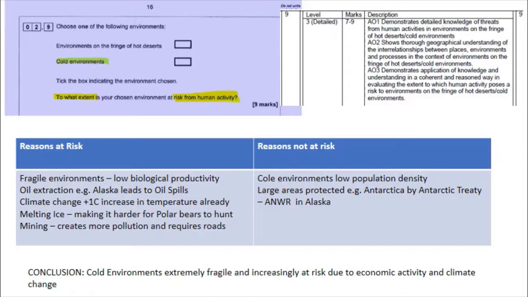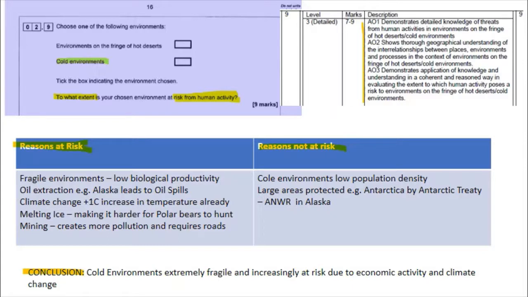So basically, with these big 9-mark questions, you're most likely going to want 3 paragraphs. Paragraph 1 is yes, it is at risk. Paragraph 2 is no, it's not at risk. Paragraph 3 is your conclusion. The paragraphs don't have to be equal, and for this one I've got more written down for the reasons at risk than reasons not at risk. That's absolutely fine, but what we're after is this over here.